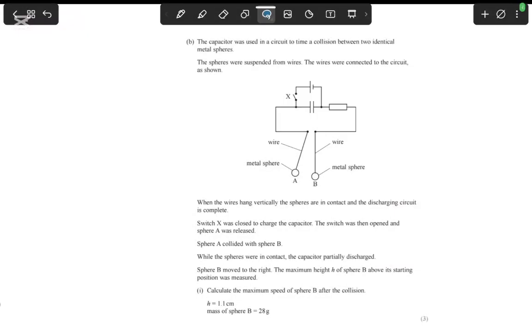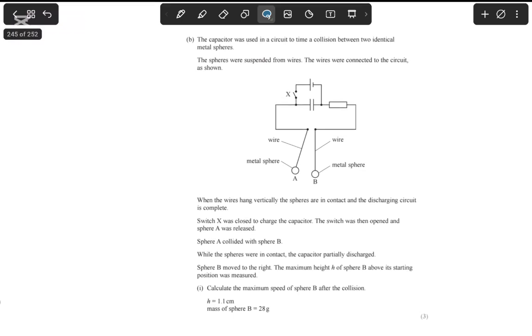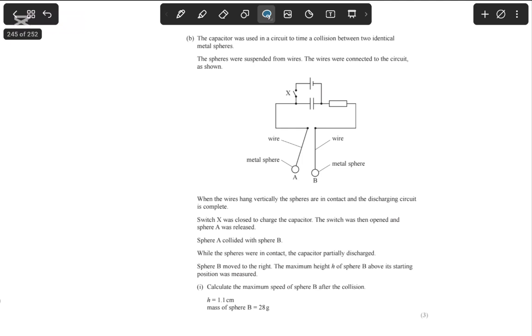Now let's look at part B. The capacitor was used in a circuit to time a collision between two identical metal spheres. These spheres were suspended from wires. The wires were connected to the circuit as shown. When the wires hang vertically, the spheres are in contact and the discharging circuit is complete. The switch was closed to charge the capacitor. The switch was then opened and the sphere A was released. The sphere A collided with sphere B. While the spheres were in contact, the capacitor partially discharged. Sphere B moved to the right. The maximum height h of the sphere above its starting position was measured, enough to calculate the maximum speed of sphere B after the collision.